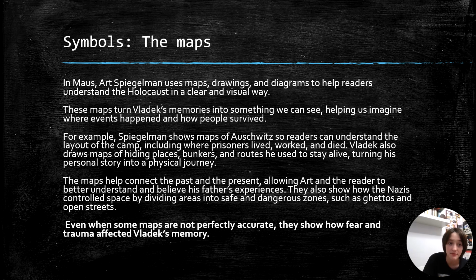Now, last symbolism, the maps. In Maus, Art Spiegelman uses many maps, drawings, and diagrams to help us understand the Holocaust in a clear and visual way. These maps turn Vladek's memories into something we can see, helping us imagine where events happen and how people survive. Even if some maps are not perfectly accurate, because, well, they won't be, it actually shows how fear and trauma affected Vladek's memory, so it's even more accurate to the truth.